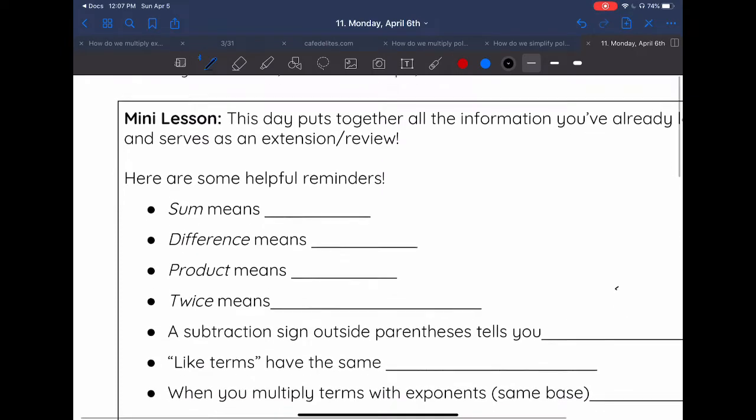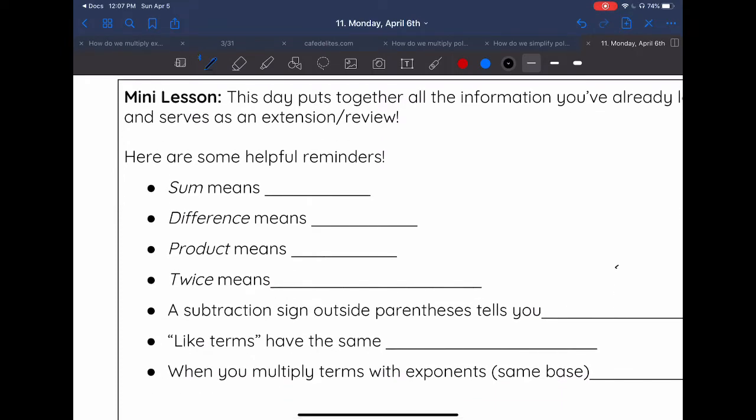So here are some key reminders. This is directly from your packet. This is a direct copy, so I'm going to have the same words that you'll need to write in your packet. What a sum means: when I see sum, that means I'll be adding.